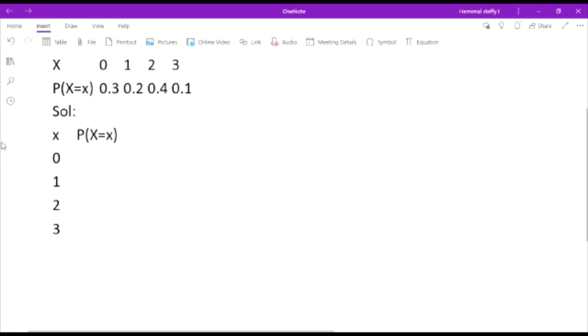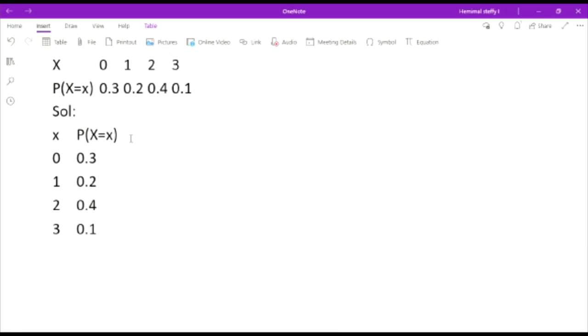The values of x are given: 0, 1, 2, 3. Then I am going to write the probability of capital X, that means the random variable, equal to small x. They are 0.3, 0.2, 0.4, then 0.1. Okay, is it clear? Now I am going to find the cumulative distribution function.